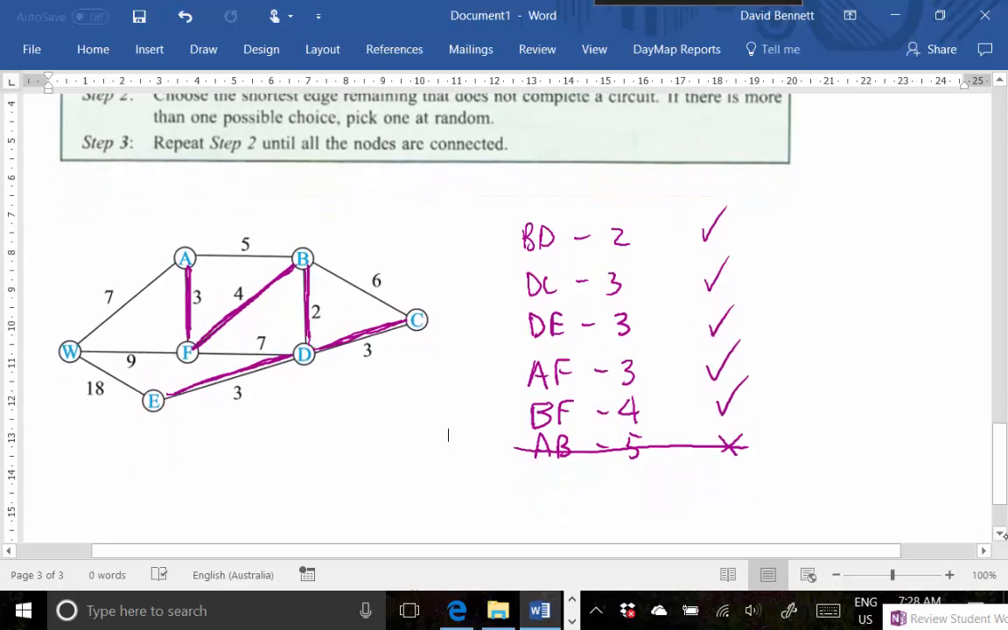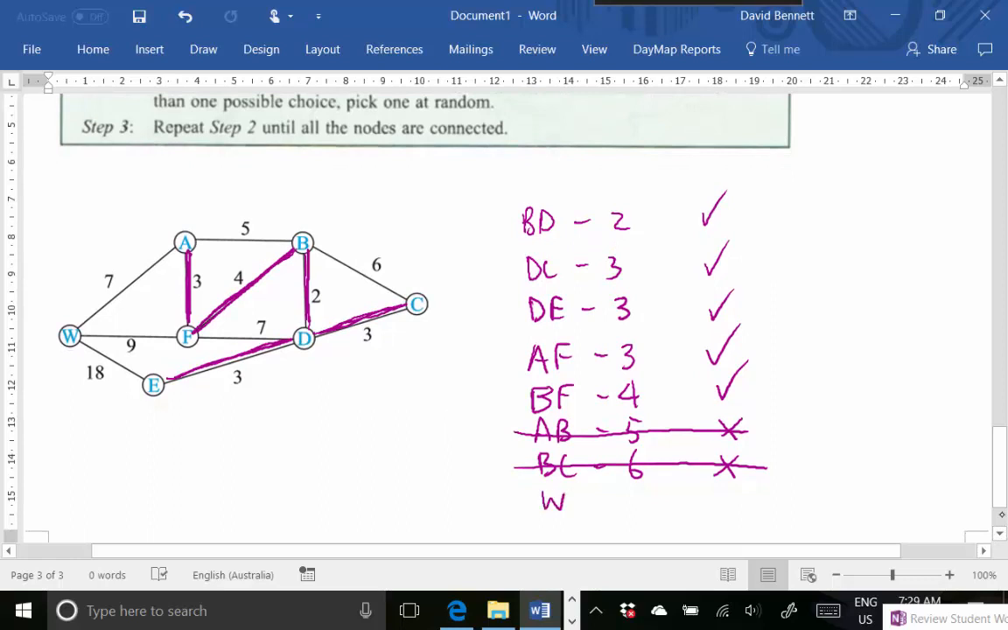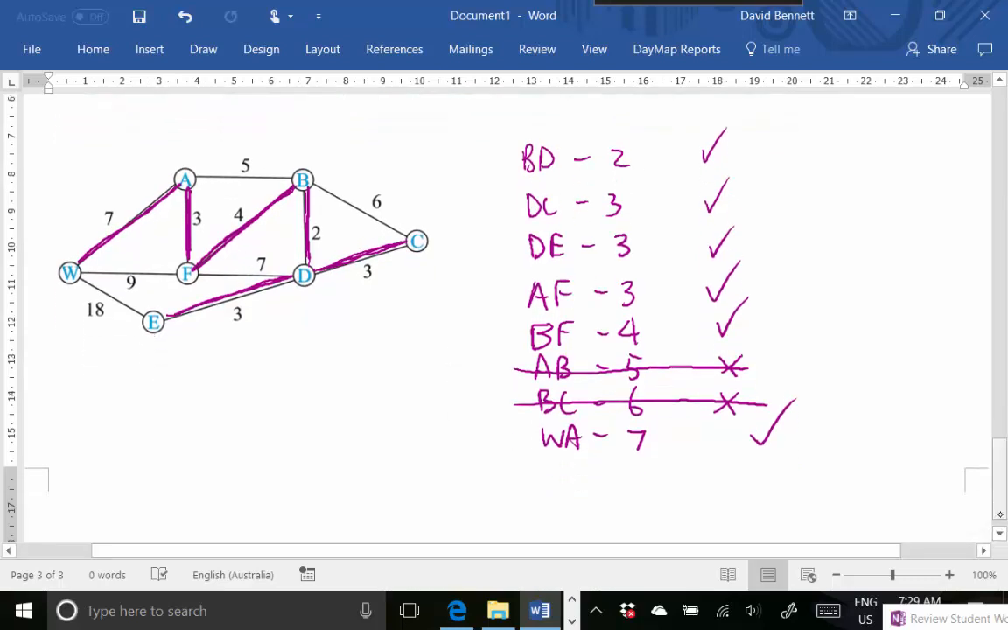Alright, my next one is going to be 6, that's going to be BC, and that's 6. And again, I've got connections between those, so I don't need to use that one. And my next one is going to be 7, which is going to be WA, or AW. That's 7, and I don't actually have a connection between those, so I'll need to include that one and tick. And my next one is going to be FD. That's also 7, and I've got a connection between those two places, so I can cross that one off.